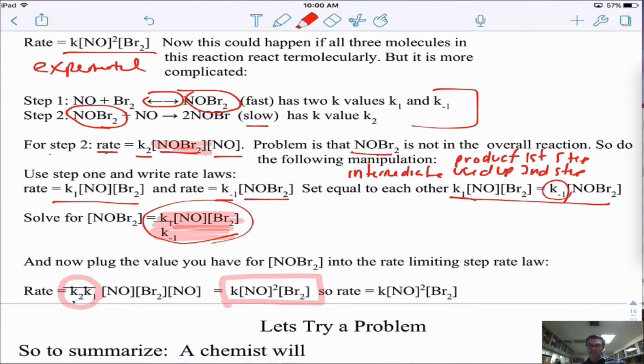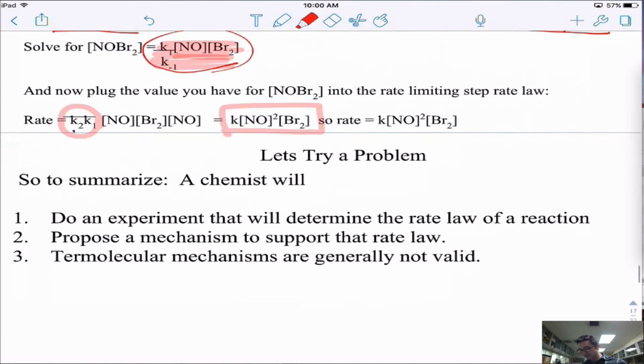You might have to look at this and try it on your own, and we'll try problems tomorrow to go over this. But that's the idea. We substitute in the intermediate's value from the first step into where it is in the slow step, and we are able to get rid of the intermediate, and it works really nicely. This problem's harder and more difficult to do, but it doesn't come up that often, but it comes up every once in a while. So let's just summarize here.